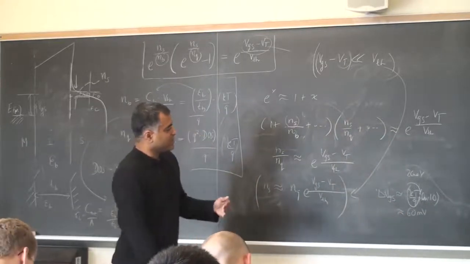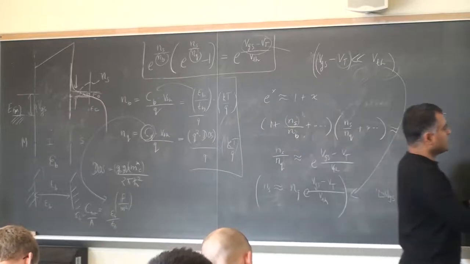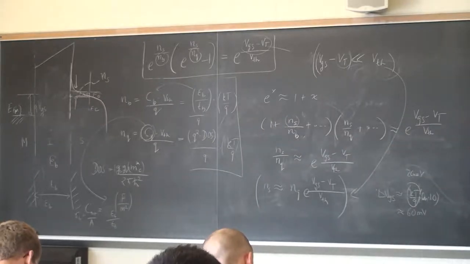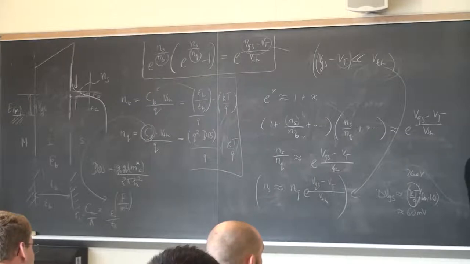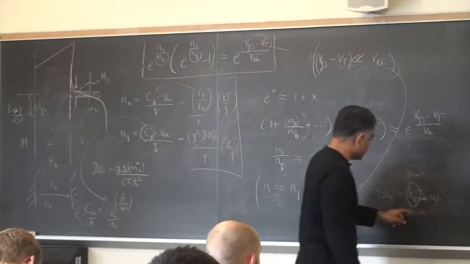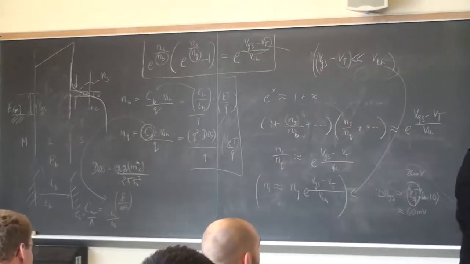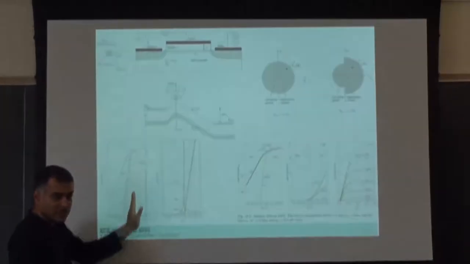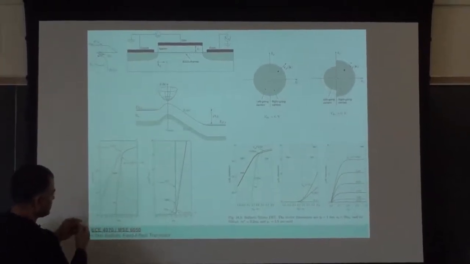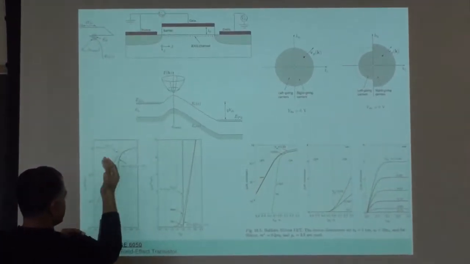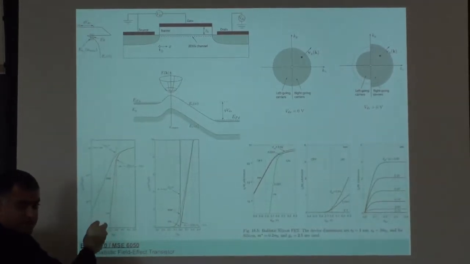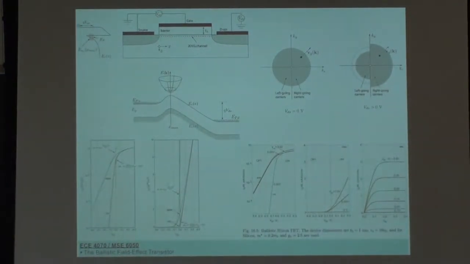And so what does that mean? It means that if I want to reduce the carrier density by a factor of 10, I must apply 60 millivolts, and that changes with temperature. Obviously, at low temperatures, it's much smaller. So go to low temperature, like 77 Kelvin, and you can go much sharper. You need a much smaller voltage to turn a device from on to off at low temperature, because the Fermi function becomes very sharp. So you can turn it off with a much smaller voltage here.